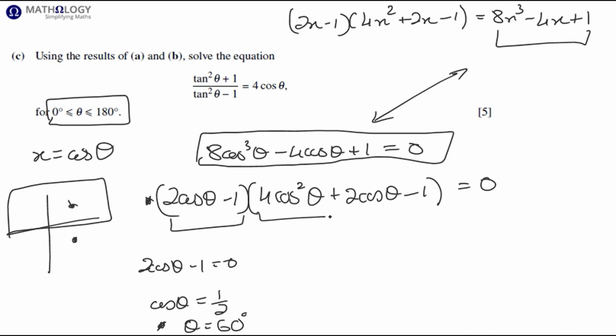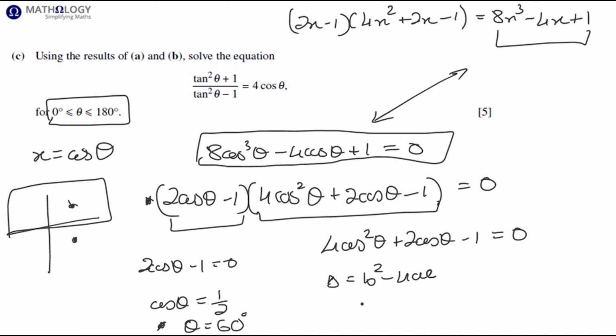And then this bracket can also be 0. So 4 cos squared theta plus 2 cos theta minus 1 equals 0. We're going to have to use the quadratic formula here if there is a solution. So the first thing we need to do is check that there is a solution. So we're just going to check delta. Delta is going to be 2 squared minus 4 times 4 times minus 1. That is going to work. So we are going to use the quadratic formula.